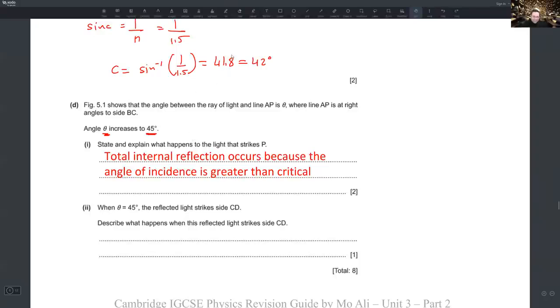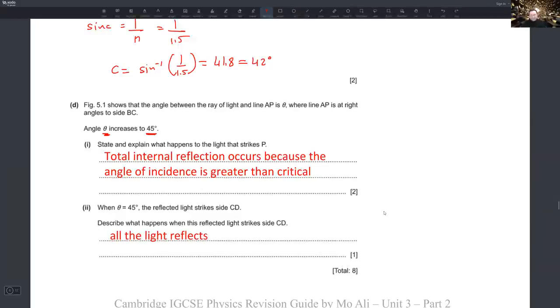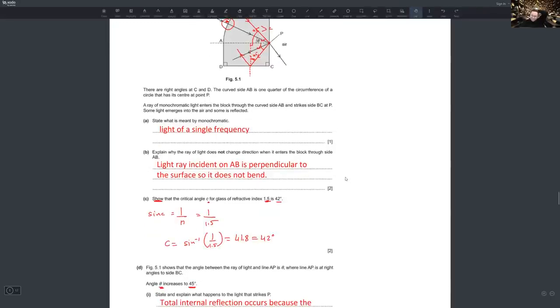So describe what happens when this reflected light strikes CD. Or you can say all the light reflects, because I'm bored of saying total internal reflection. There you go. Did you notice this question? I love it. I love it. Okay, let's go. Anyway.